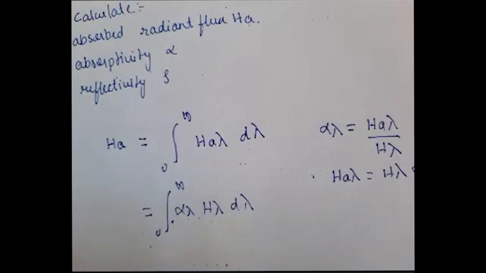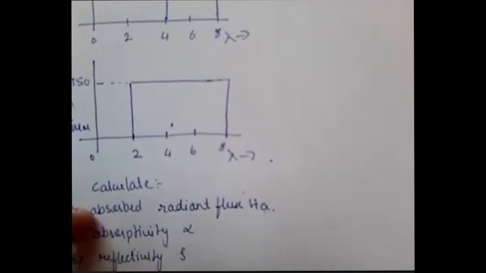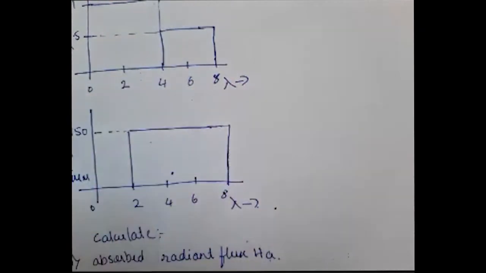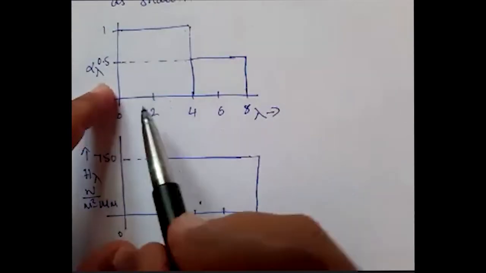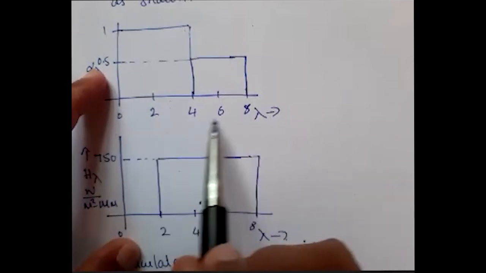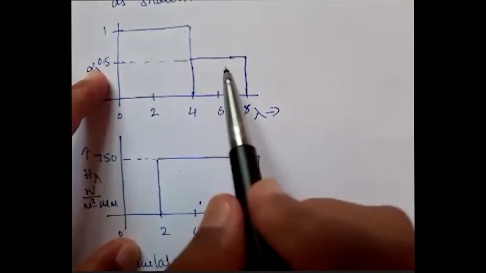So now I have 0 to infinity, but for me the graphs are varying from 0 to 2, 2 to 4, 4 to 6, 6 to 8. So we have some values of alpha lambda. Alpha lambda is varying between distances: from 0 to 4 we have 1 and 4 to 8 we have 0.5. So I'll split this integration.